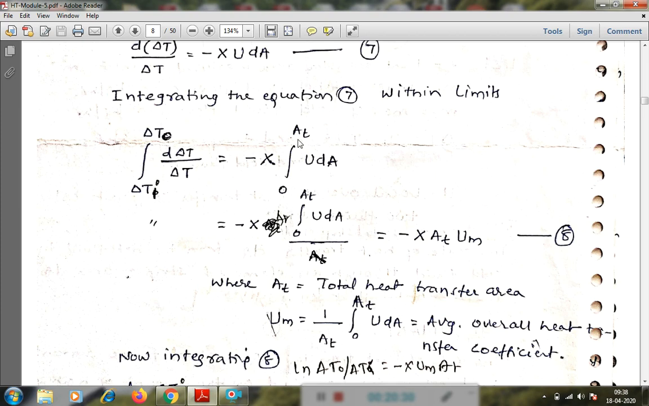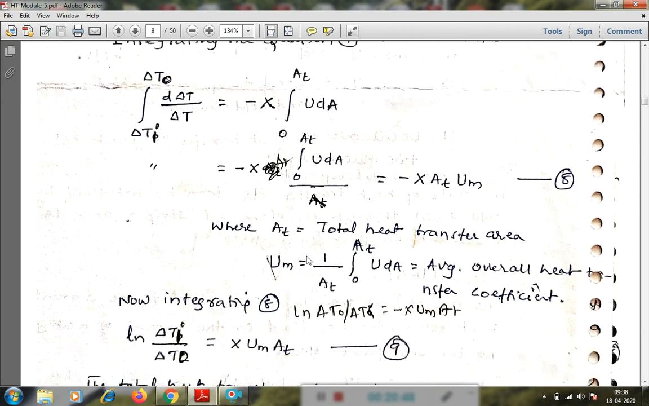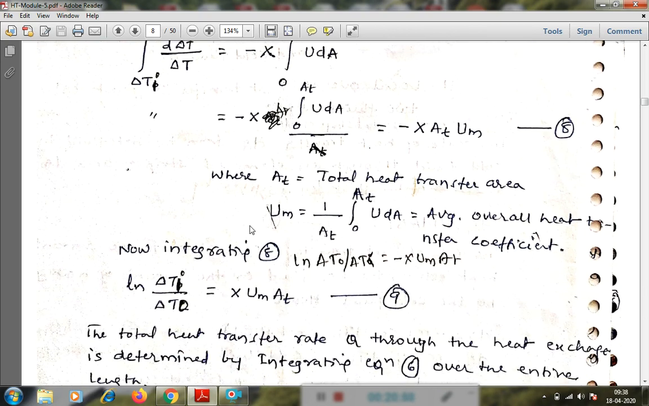equals minus x, integral from 0 to the total area of the heat exchanger, AT, of U dA. Integrating 0 to A, with U constant, dA gives A. Then if you substitute AT, we get UM, the mean overall heat transfer coefficient, the average overall heat transfer coefficient.